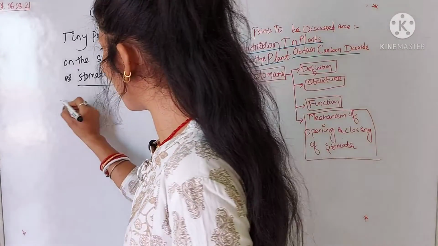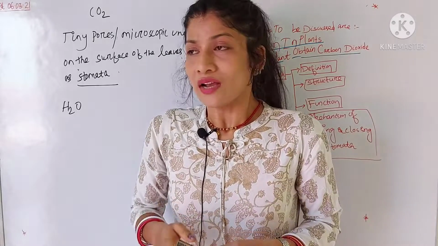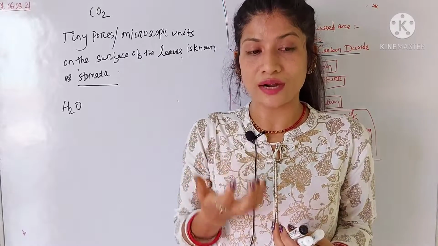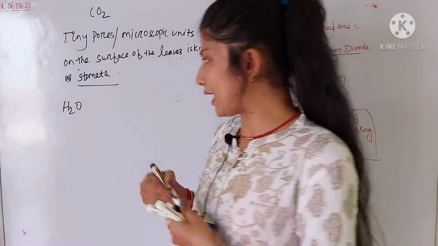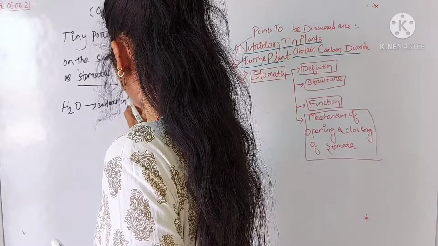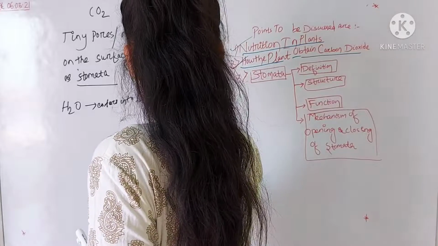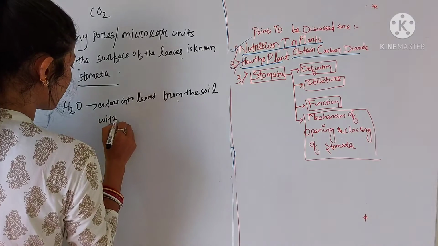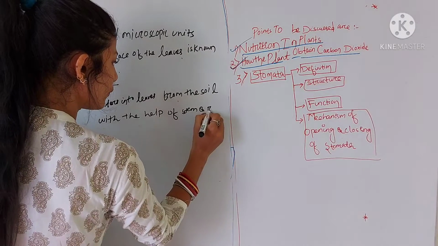Okay, then how does water enter into the leaves? The water present under the soil enters into the leaves from the soil, with the help of what? With the help of stem and roots.